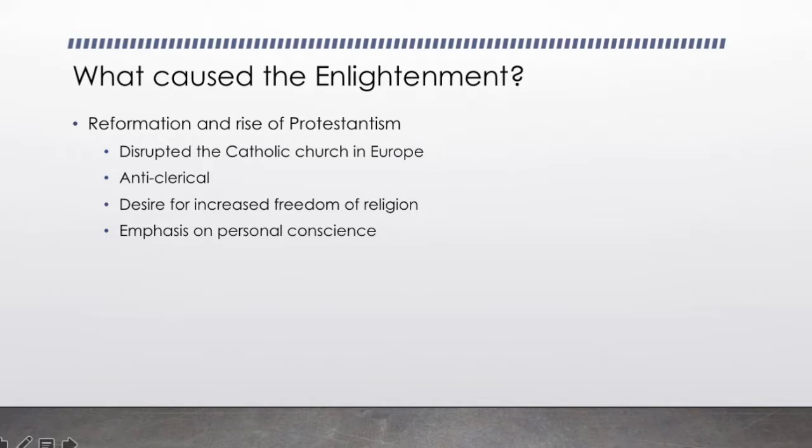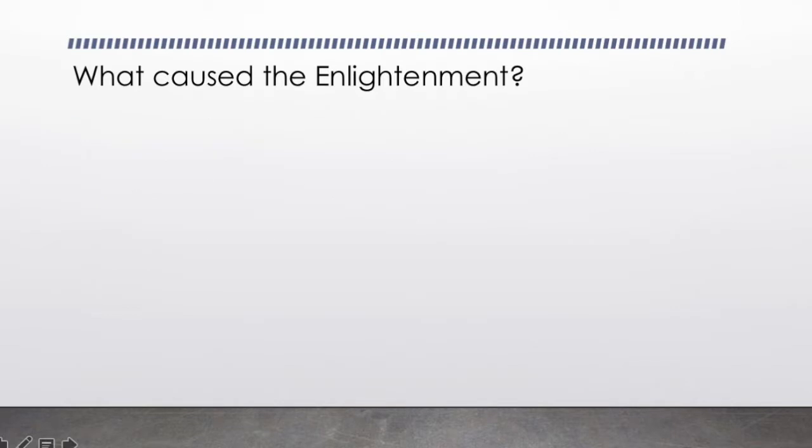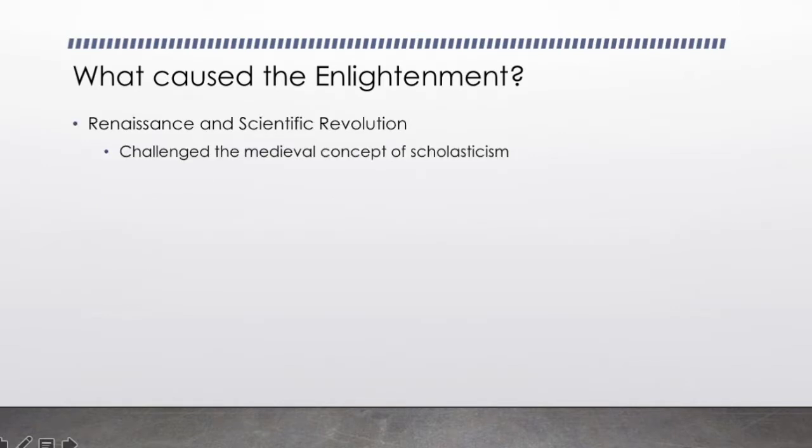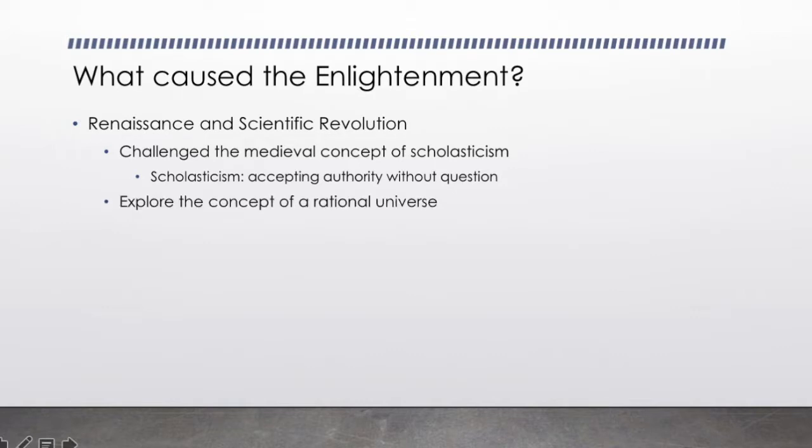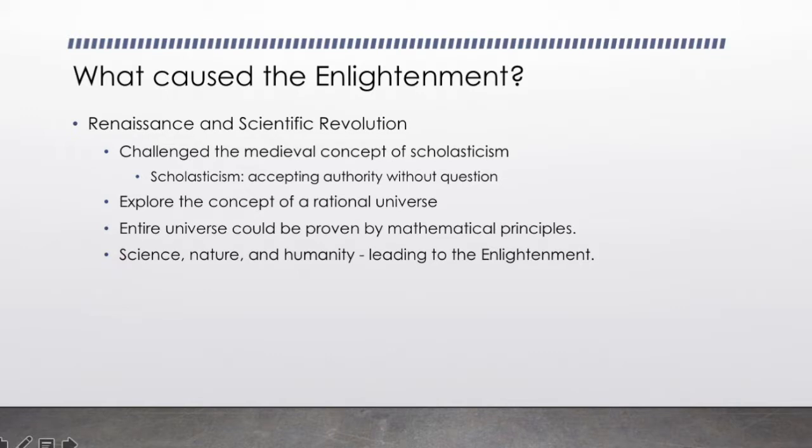The Renaissance period showed an interest in the Roman Republic as a political model, leading to the movement for democracy and enlightenment. The Renaissance and Scientific Revolution challenged the medieval concept of scholasticism, or accepting authority without question. Renaissance thinkers were some of the first to question and explore the concept of a rational universe. This idea became more popular in the Scientific Revolution when scholars argued that the entire universe could be proven by mathematical principles. The Scientific Revolution led to a new way of thinking about science, nature, and humanity, leading to the Enlightenment.